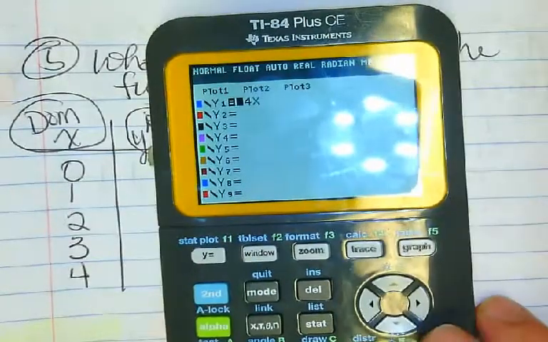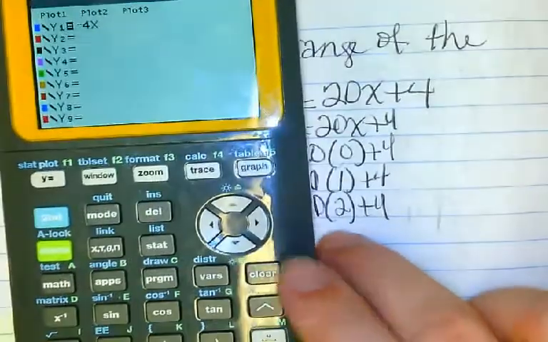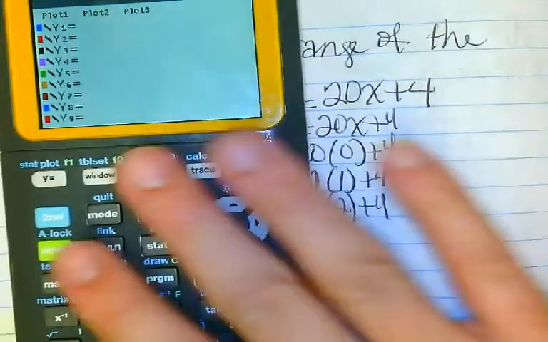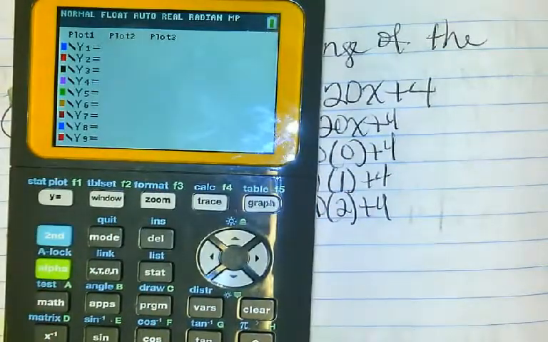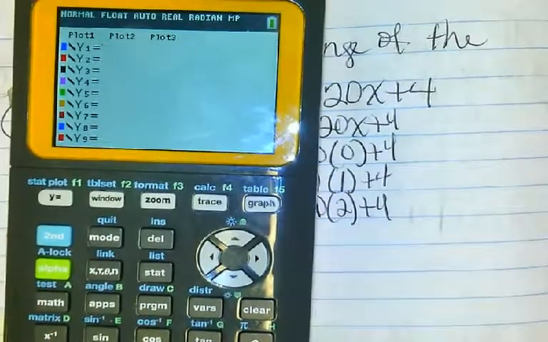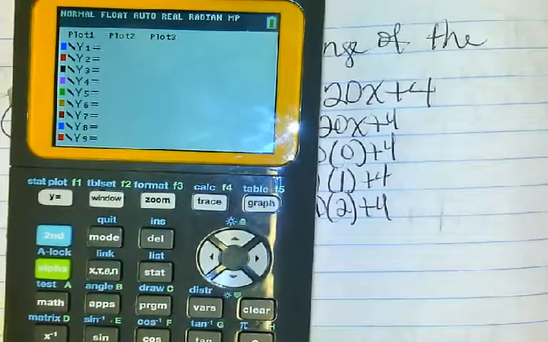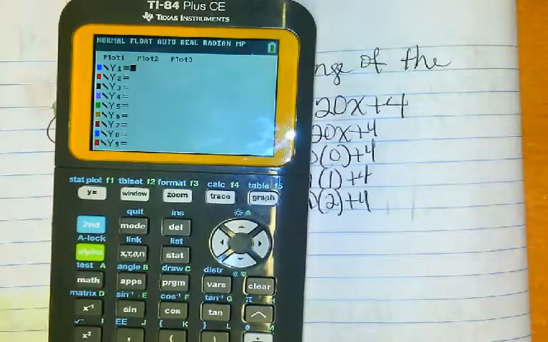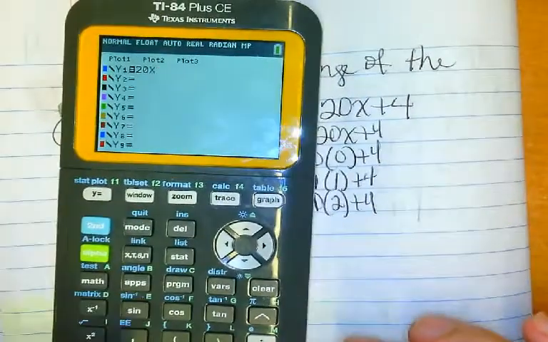And then clear all of that other stuff out. Press clear here. All right, so from here, we're going to type in our equation. It's 20x plus 4. So we're going to put in 20x plus 4.